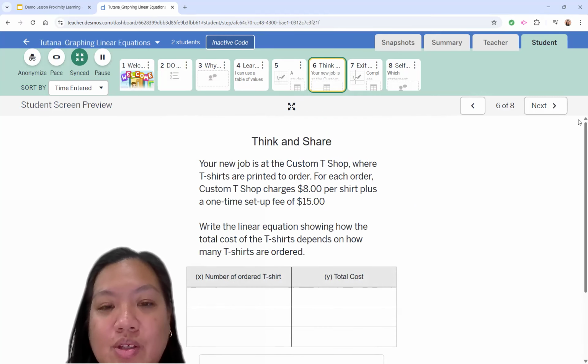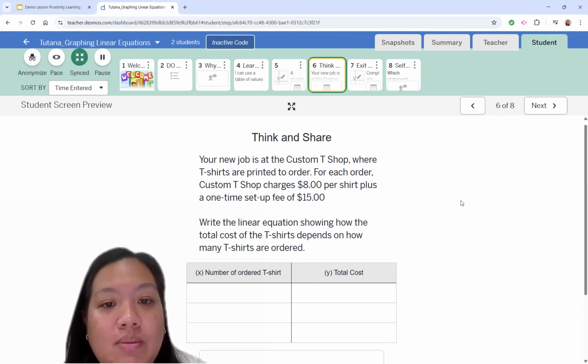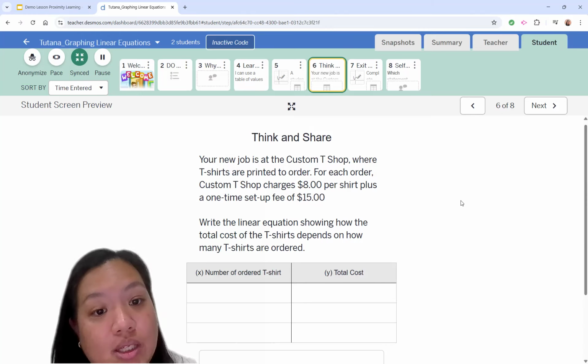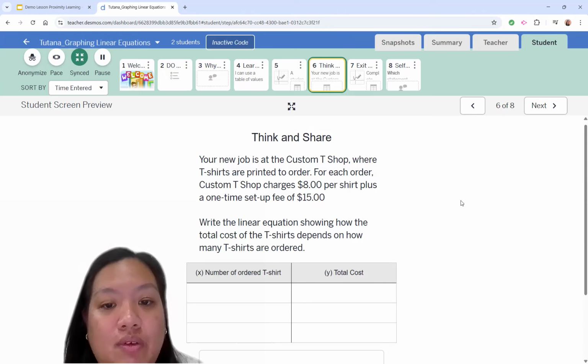Okay. So again, let's do our think and share problem. So your new job is at a custom tee shop where the t-shirts are printed to order. For each order, the custom tee shop charges $8 per shirt plus a one-time setup fee of $15. Write the linear equation showing how the total cost of t-shirts depends on how many t-shirts are ordered.